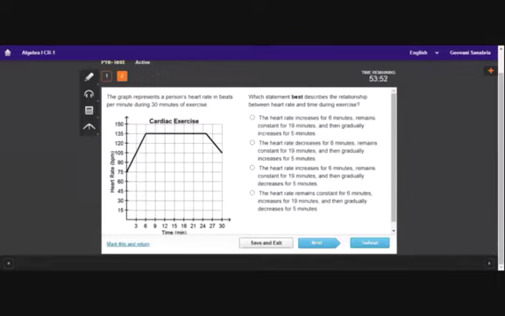What are you thinking on that first answer? I think it's correct. Wait, let me see the last. And then gradually, no, that doesn't work. The heart rate increases for 6 minutes, which it does bump up. Remains constant for 19 minutes, and then gradually increases. Well, it doesn't. It decreases afterwards. So the first one's not right.